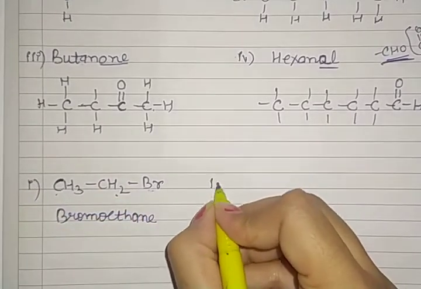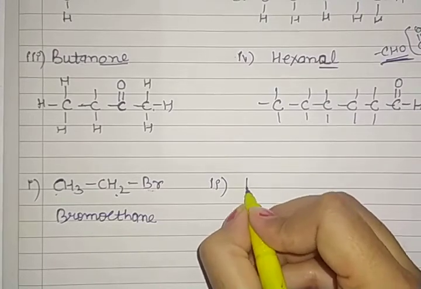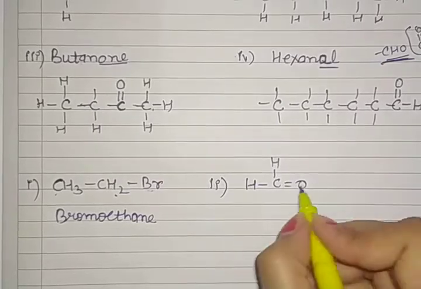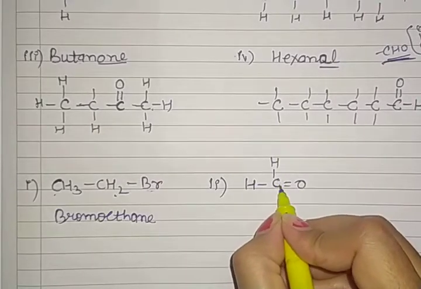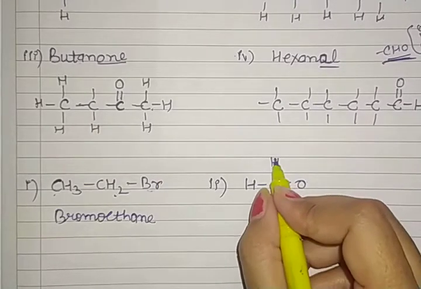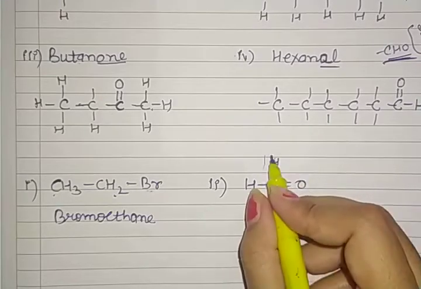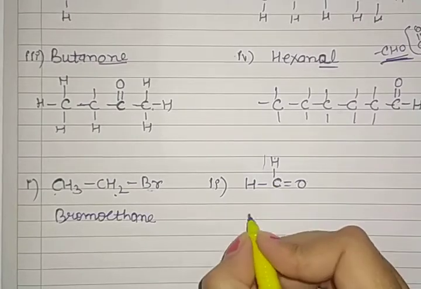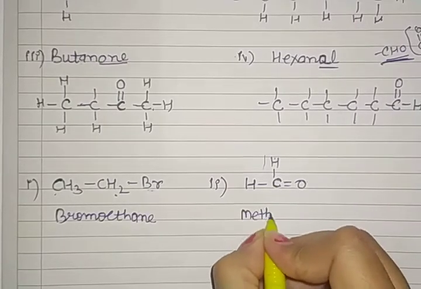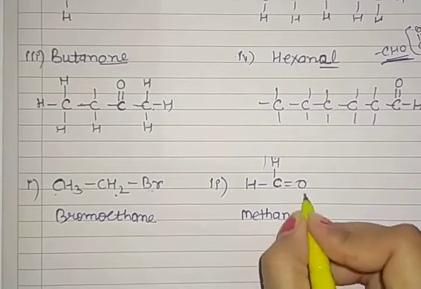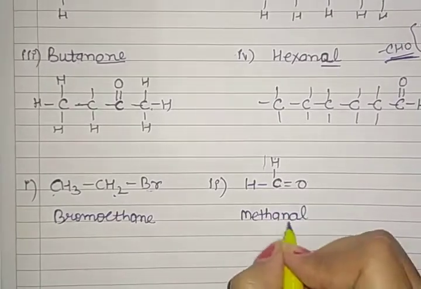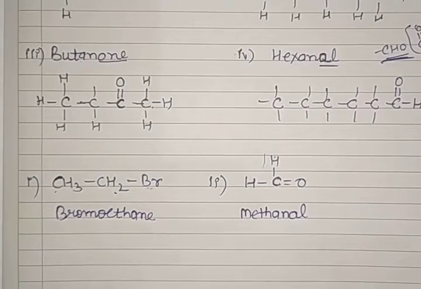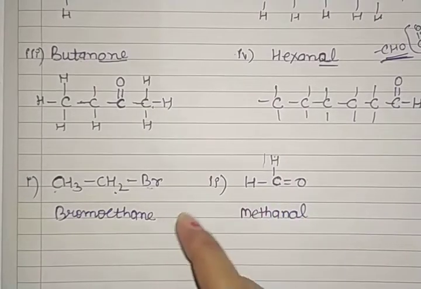Clear? If I take one more example, as you can see with this carbon, what do we have? 1 O and 1 hydrogen, that means it is a CHO group. Clear? So the name of that compound is: we have 1 carbon, so I write meth, then ane, now al, because aldehyde is present. Similarly, we can take more examples, and you have to write the name in the same way.